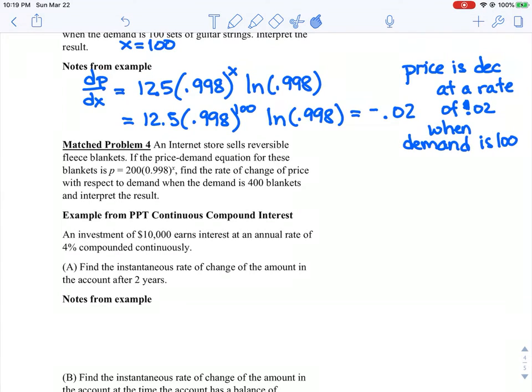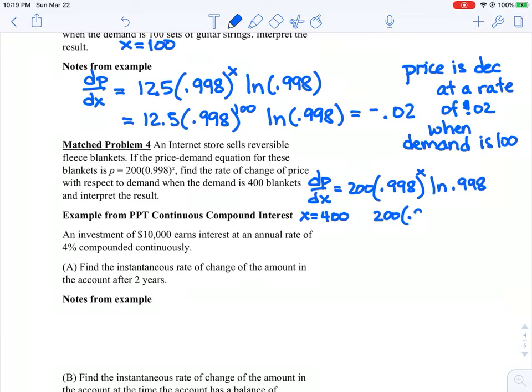Okay, you're going to try problem number 4. So your problem, you should have got that the price is decreasing at a rate of 18 cents when the demand is 400. 18 cents per blanket when the demand is 400 blankets.